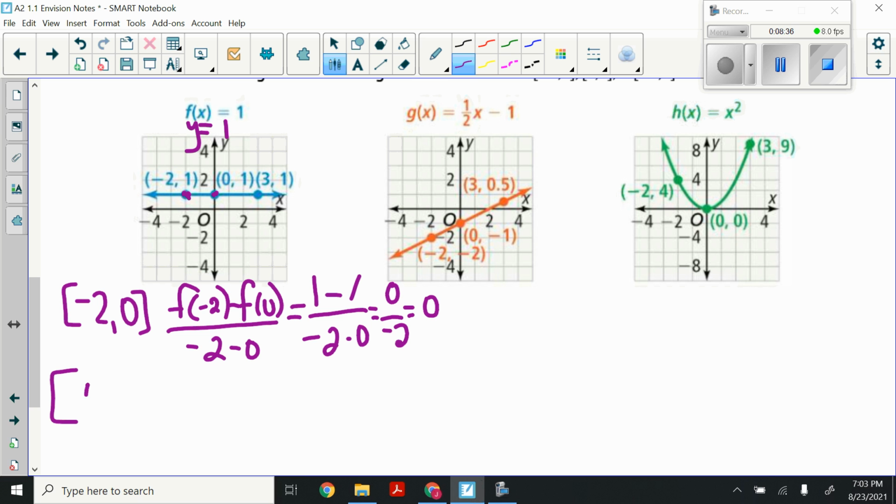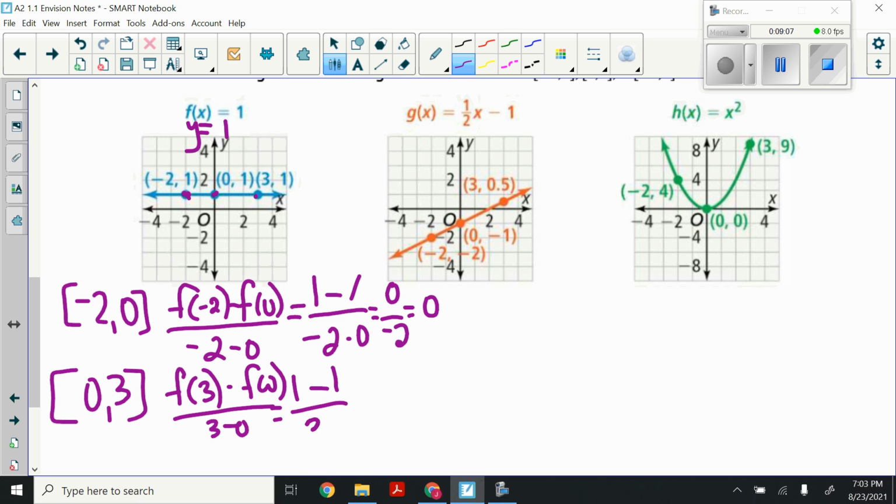Next interval was from 0 to 3. Now this way, to show you that it doesn't matter, I'm going to do f of 3 minus f of 0 over 3 minus 0, because I can. It doesn't matter which one of these I start with, as long as whichever one I use first on top, I use the same first one on the bottom. So f of 3 means when x is 3, what is y? It's 1. When x is 0, what is y? 1 over 3 minus 0, which is 3. On top, 0 over 3, this also has a slope of 0.